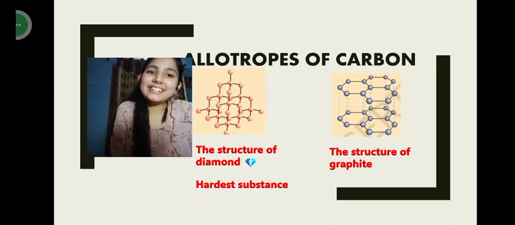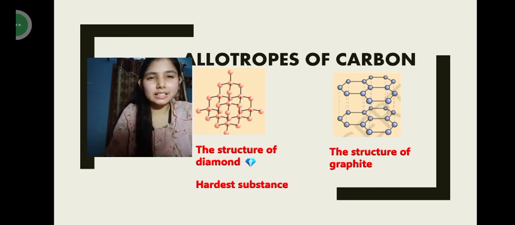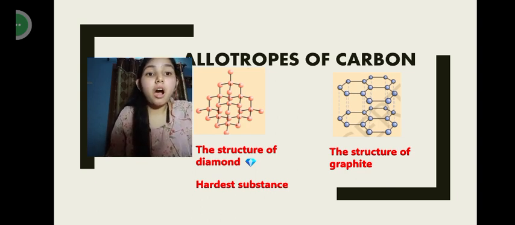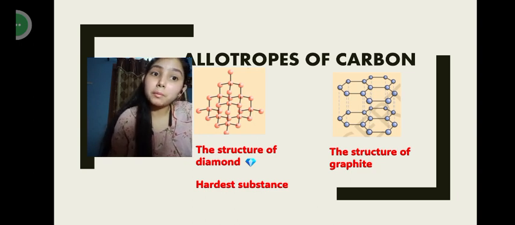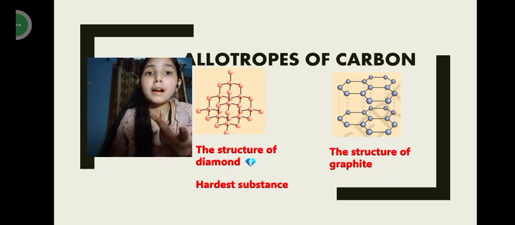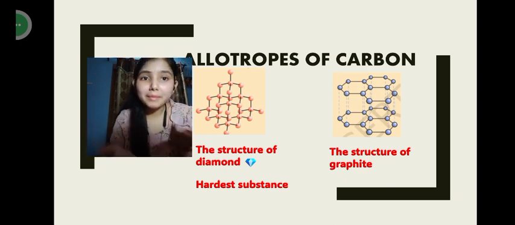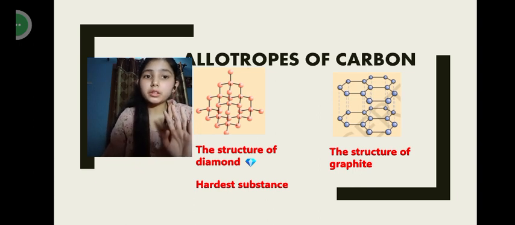One more thing, we have already discussed that diamond is the hardest substance. Where a substance is too hard, we use diamond to cut it. So the hardest substance is cut by diamond. Who is hard now? Diamond is hard, right? It is the hardest substance.